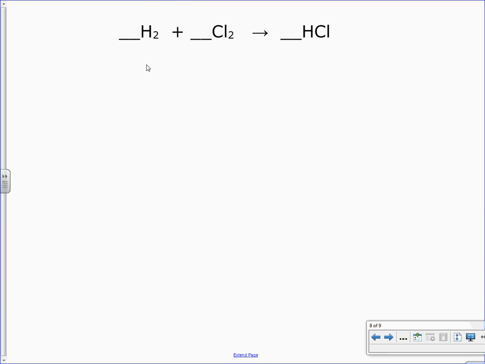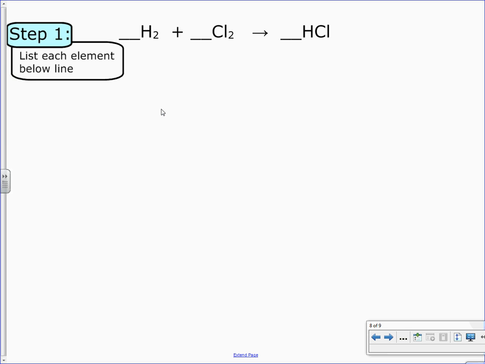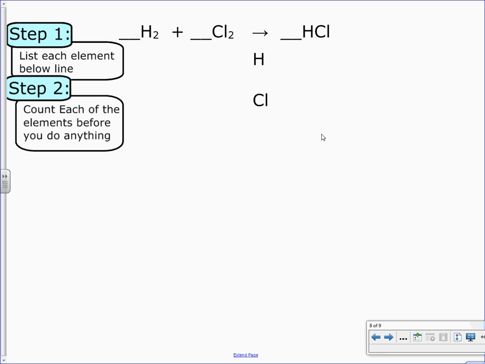So step one, you're going to list every element, so each element involved below the line. So just like this, we list out H, we list out Cl. Step two, count each of the elements before you do anything. So we have 2 hydrogens, 2 chlorines, 1 hydrogen, 1 chlorine.